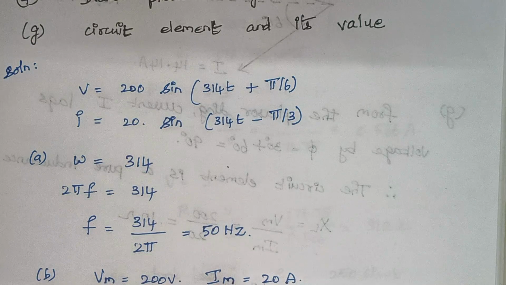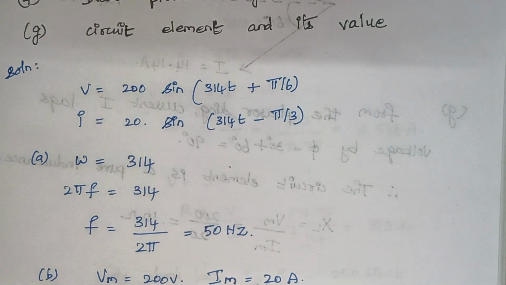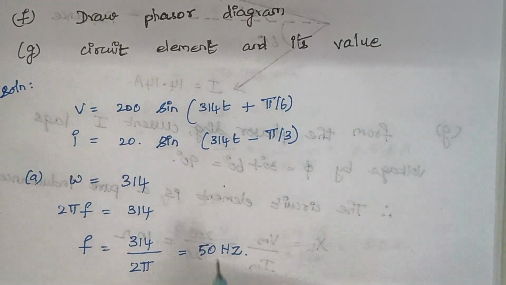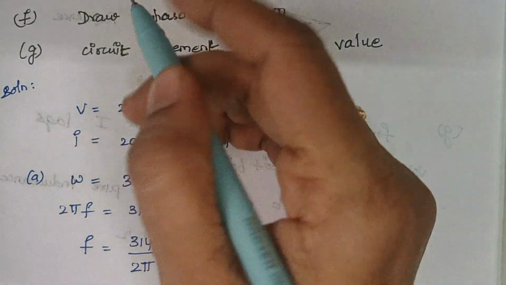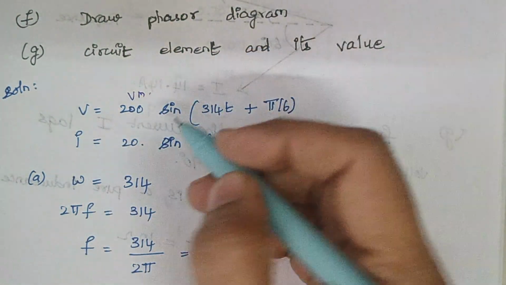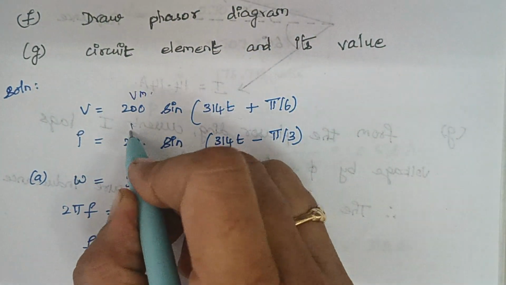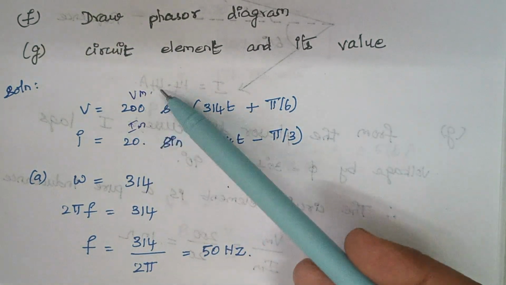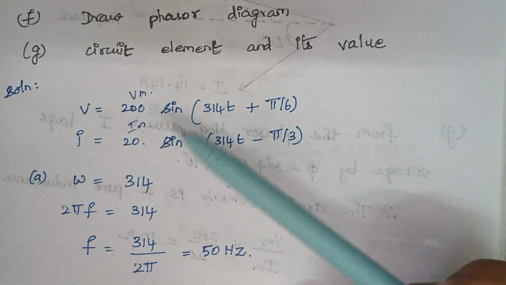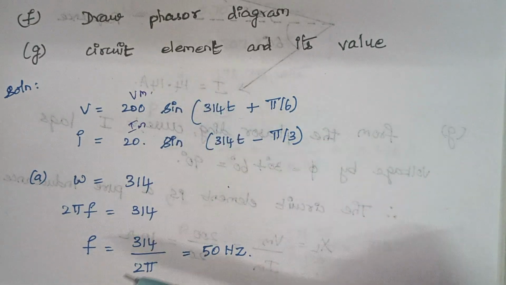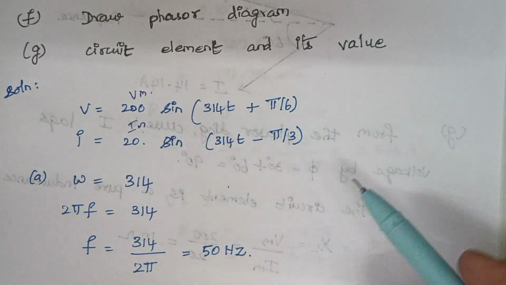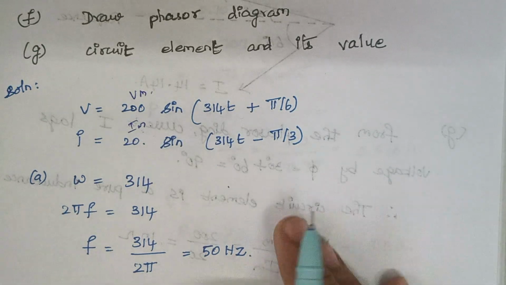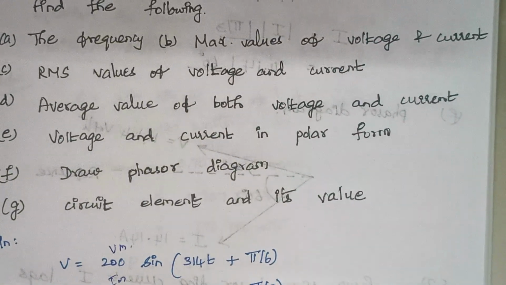The next step is to find the maximum values of voltage and current. We know the basic expression: V = Vm sin of this, and I = Im sin of this. Here Vm and Im denote the maximum values. So Vm is 200 volts and Im is 20 amps. Now the second part of the problem is over.